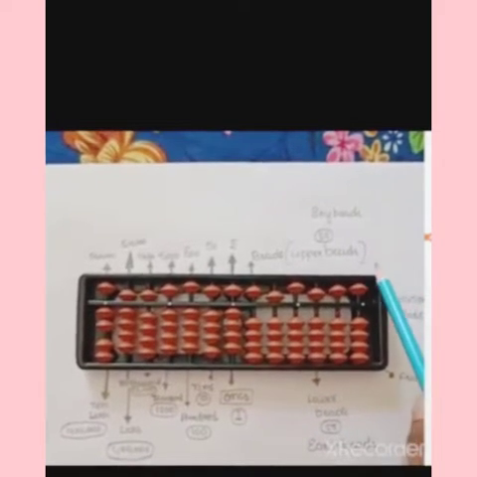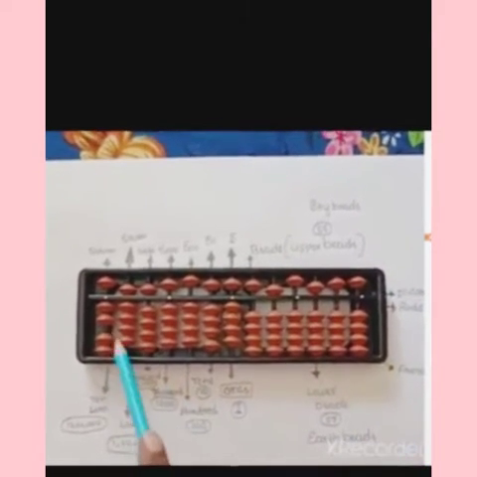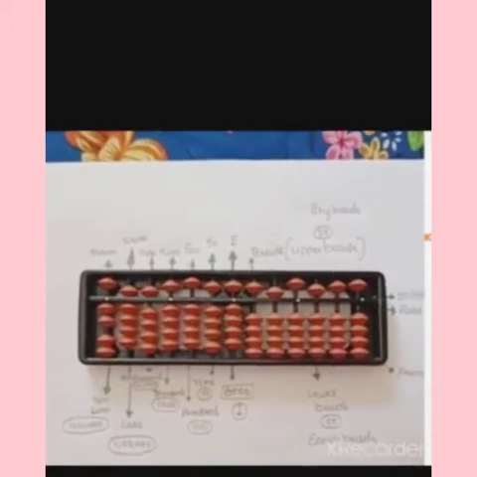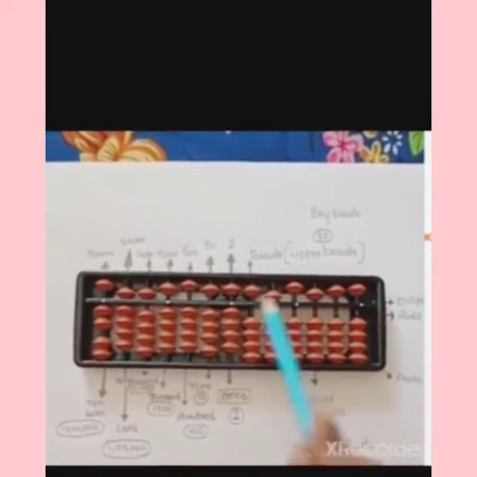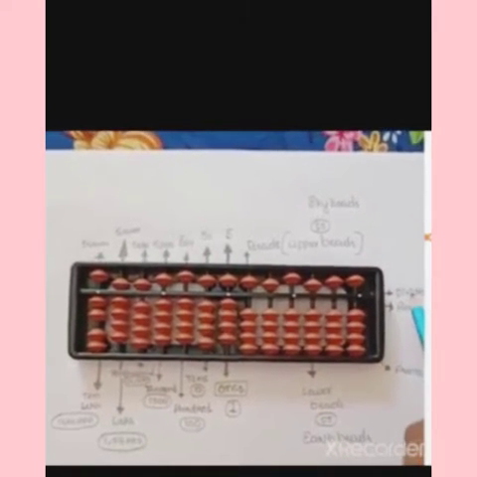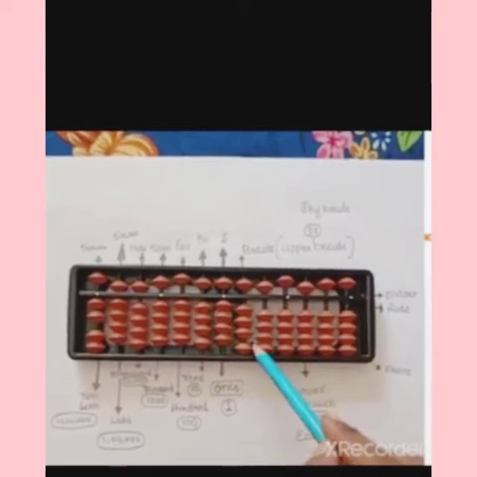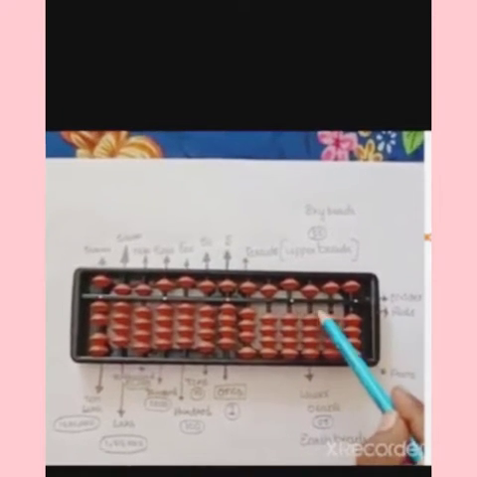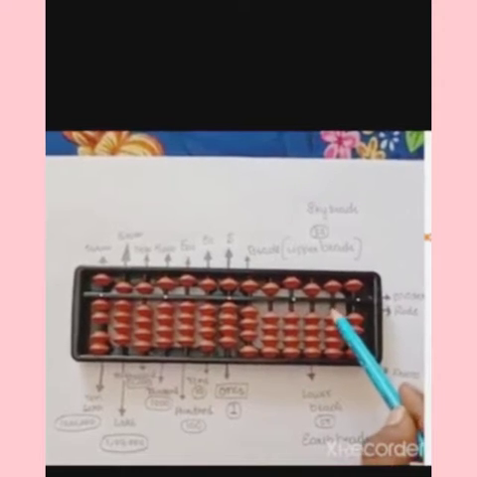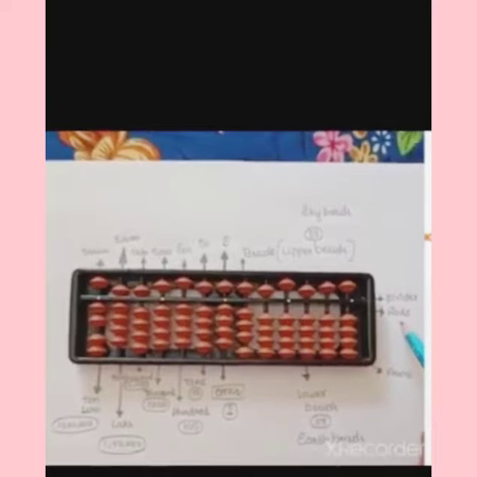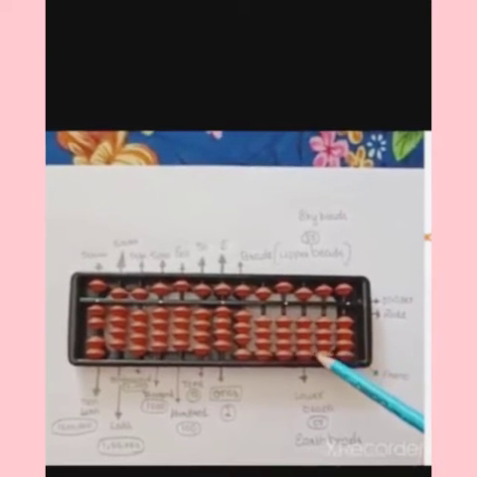The outer layer of the tool is called a frame, and the middle line is called a divider, and these are the lower beads and the upper beads, and in this middle, you are going to see these are called rods. Okay, these are the four parts of abacus.